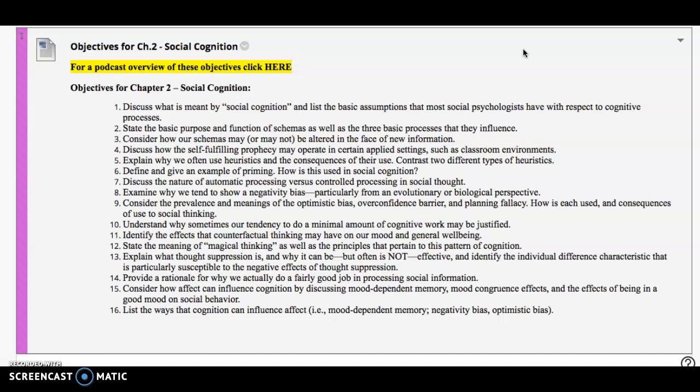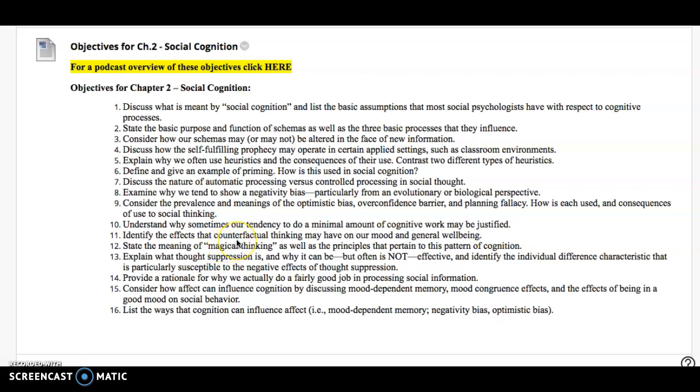Understand why sometimes our tendency to do a minimal amount of cognitive work might be justified. So here's where we talk about cognitive workload, what is cognitive overload, and how can that affect us? Next, identify the effects that counterfactual thinking may have on our mood and general well-being. So what is counterfactual thinking? Is it good? Is it bad? How does it affect our mood? How does it affect our well-being?